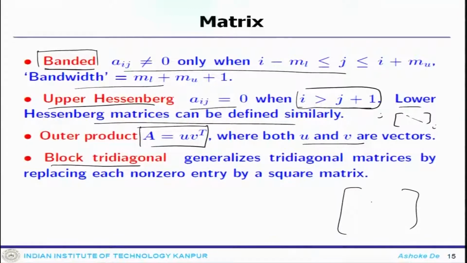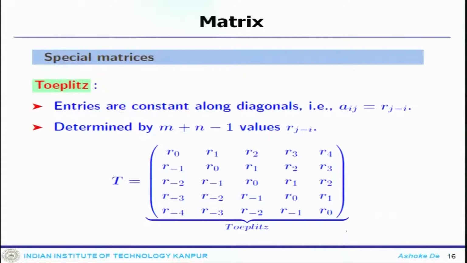Block tridiagonal means I can have block tridiagonal systems. It could be one tridiagonal system here, one tridiagonal system here, and one tridiagonal system here; these are called block tridiagonal systems. Now, special matrices: Toeplitz, where the entries are constant along the diagonal, that means A_ij equals a_(i-j).